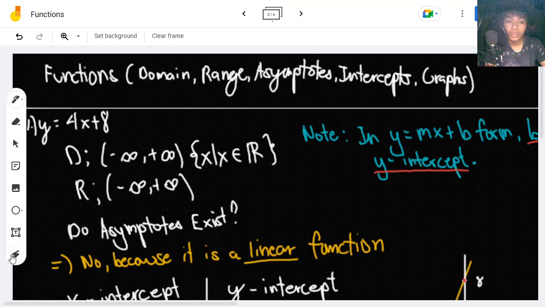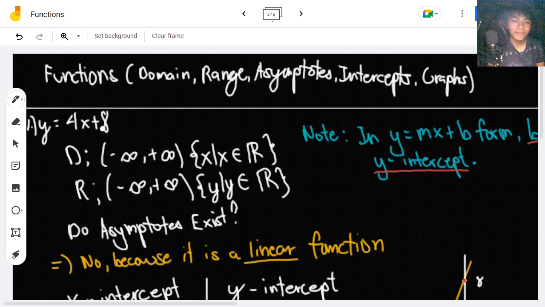And then our range. The range is all the permissible values of y. Basically the range is all the possible answers of y. If we set x into 0, like we did earlier, that will be 8. And if we input any values of x in there, we would still approach negative infinity, and we will still approach infinity. So our range is from negative infinity to positive infinity. In set builder notation, that would be y such that y is an element of all real numbers.